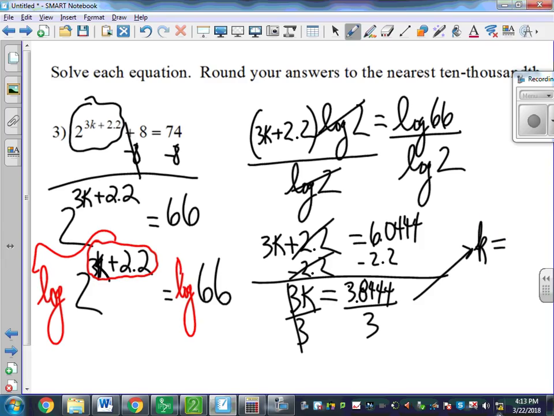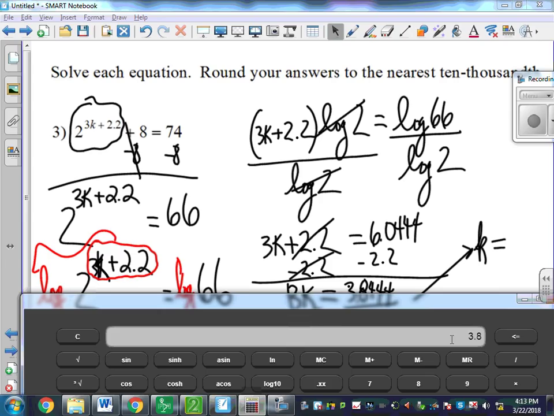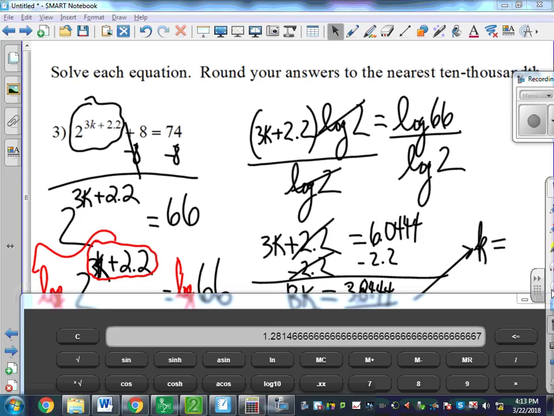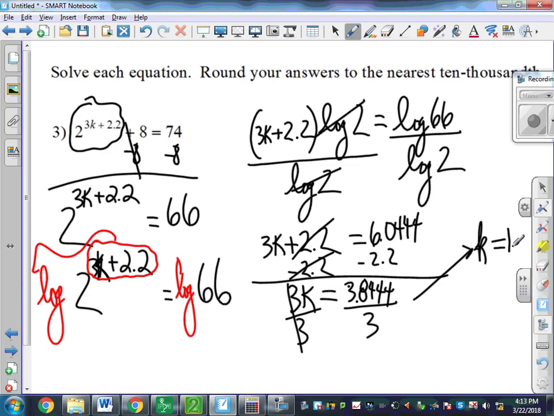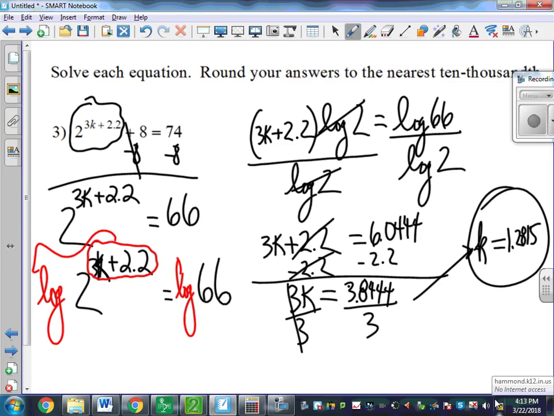So what does our K equal? 3.8444 divided by 3. It's calculator time, right? I get 1.2815 because 4's neighbor is a 6, so 4 gets kicked up to a 5. 1.2815. Got it? I'm trying to teach. All right, and that's our approximate solution. Hopefully you got that answer too.